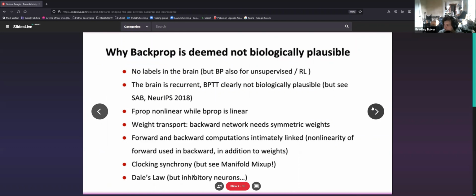Backprop is pretty much established in the literature to not be biologically plausible for all sorts of reasons. The claim that there are no labels in the brain, ostensibly, is an interesting one. Certainly when we're dealing with backpropagation, we have very concrete ideas of what our labels, what our targets are. Of course, backprop can also be used in an unsupervised fashion, so that's maybe not worth thinking about. There's published work showing that standard approaches to backprop through time aren't biologically plausible.